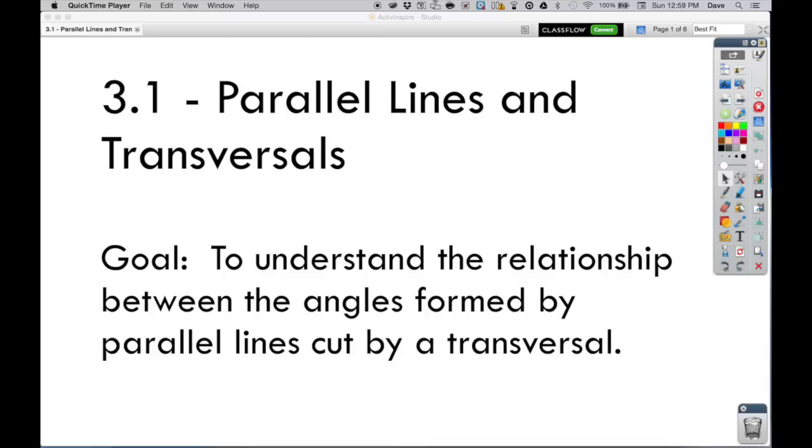Lesson 3.1, Parallel Lines and Transversals. So your goal is to understand the relationship between angles formed by parallel lines cut by a transversal. Specifically, we're going to take what we learned from our investigation activity and put some definition to the different angles that turn out to be congruent.